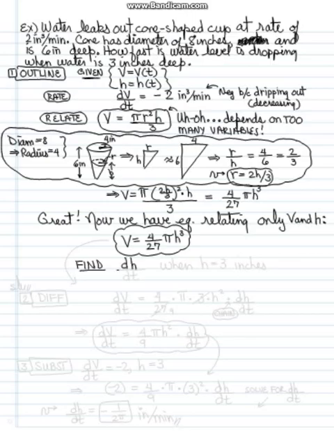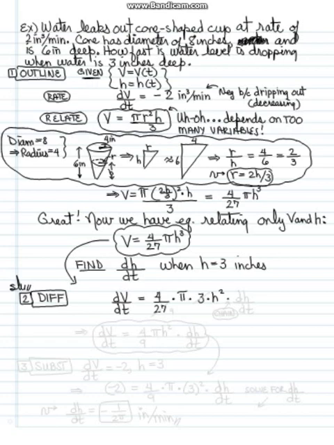Now they're going to ask us to find the derivative of h with respect to t. In other words, the rate of change of the height when h is 3 inches. Okay, so the water's leaking out. What is the height of the remaining water when h is 3 inches? What is the rate of change? So we're going to differentiate. dV/dt equals 4 over 27 times pi times 3 times h squared.